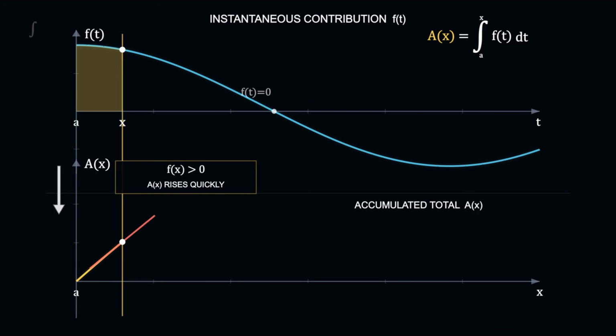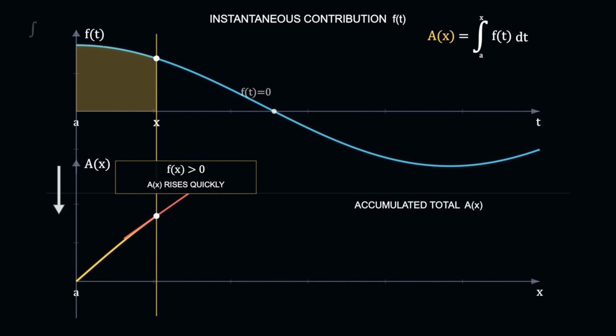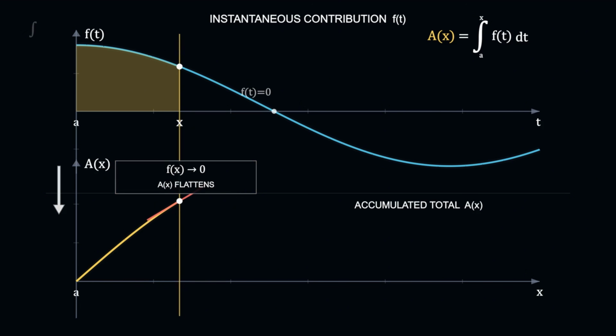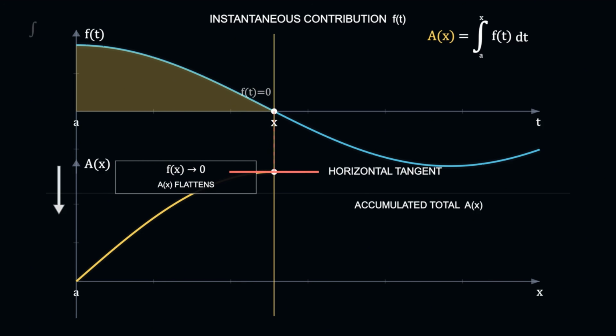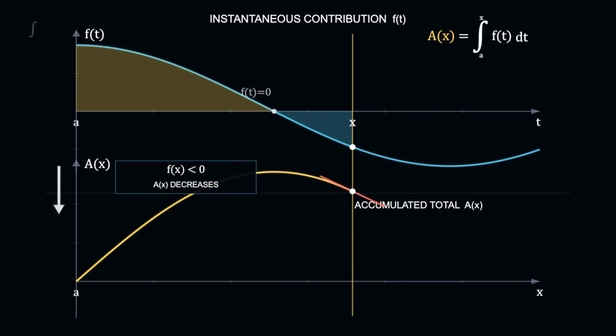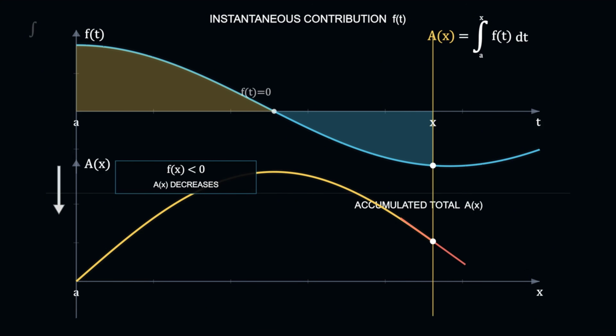When the original function is positive, new positive area is added, so A of x increases. When the original function is large, the accumulated area rises quickly. When f of x approaches 0, almost no new area is being added, so A of x begins to flatten. And when f of x becomes negative, the new contributions subtract from the previous total.